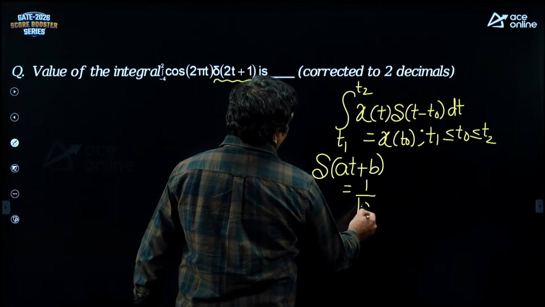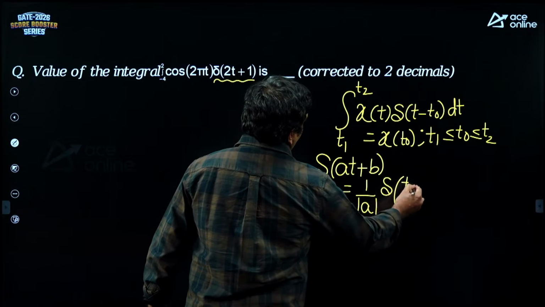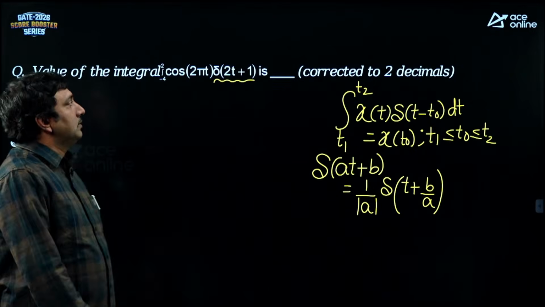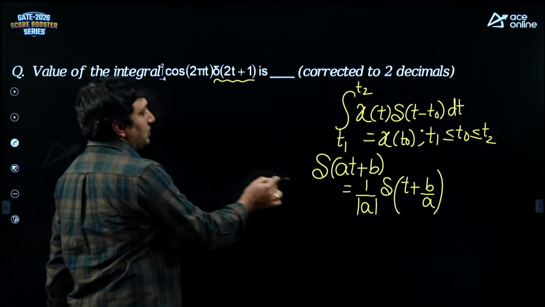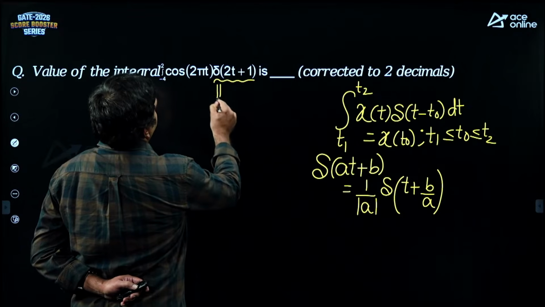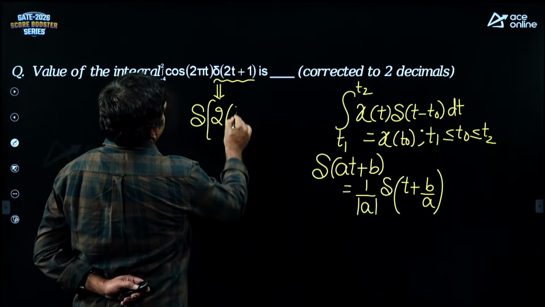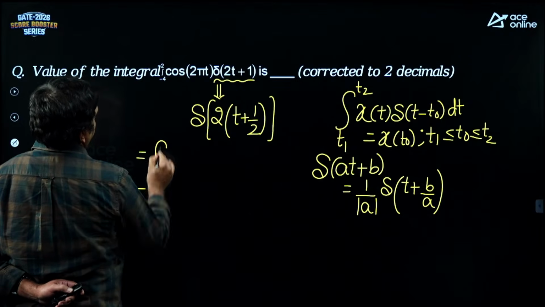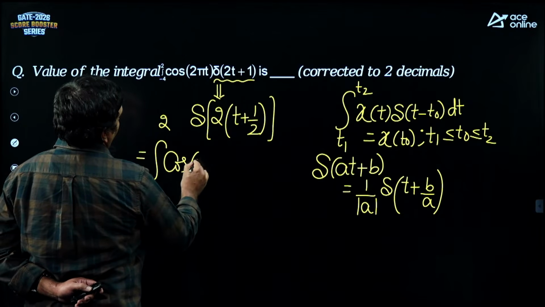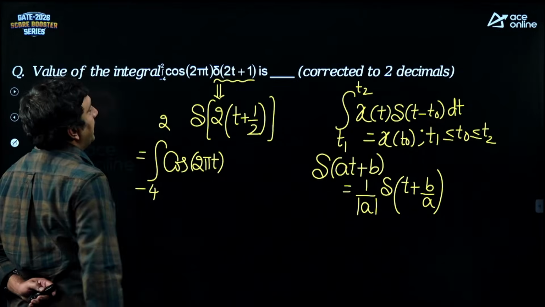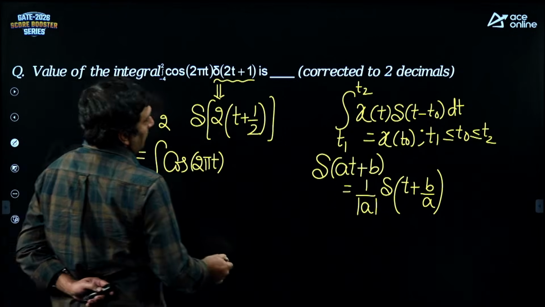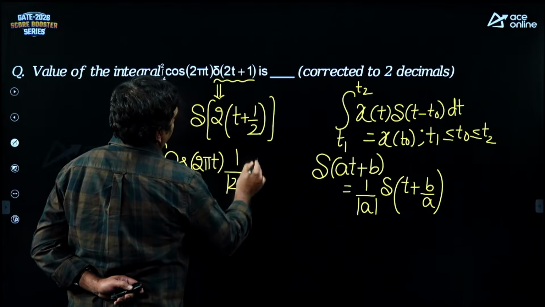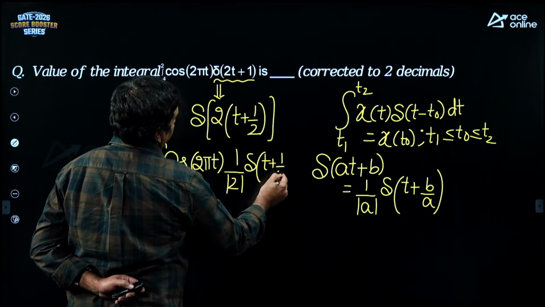Del of at plus b can be written as 1 by mod a del of t plus b by a. So, try to convert the scaled form of impulse to normal form. So, this can be written as del of 2 into t plus half. Minus 4 to 2 cos of 2 pi t, that function as it is, del of a into t plus b can be written as 1 by mod a del of t plus b by a.